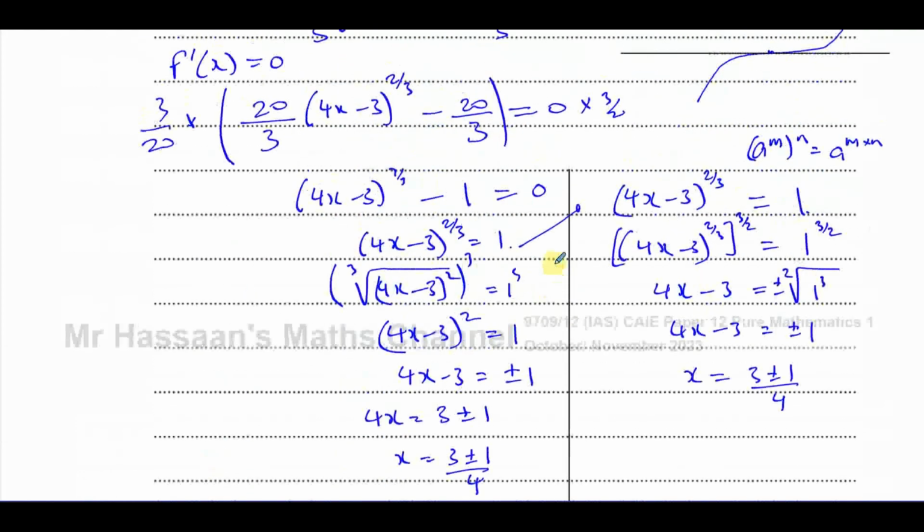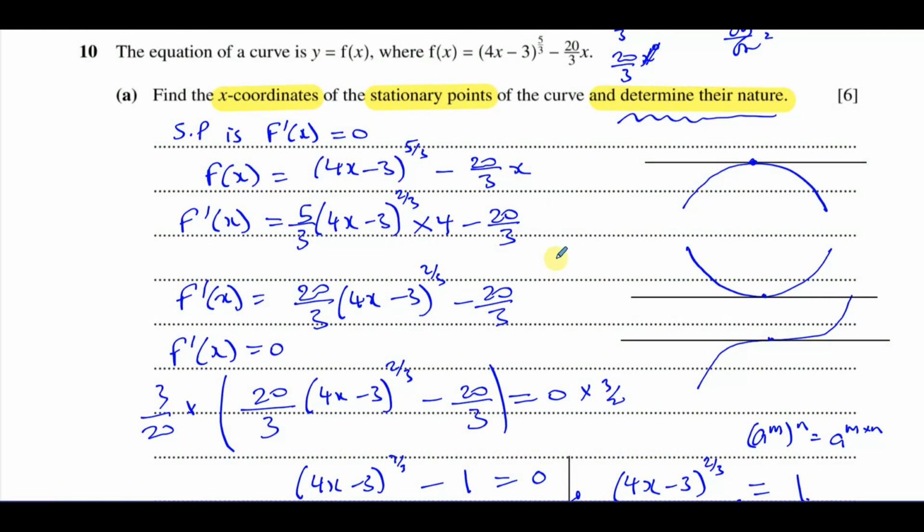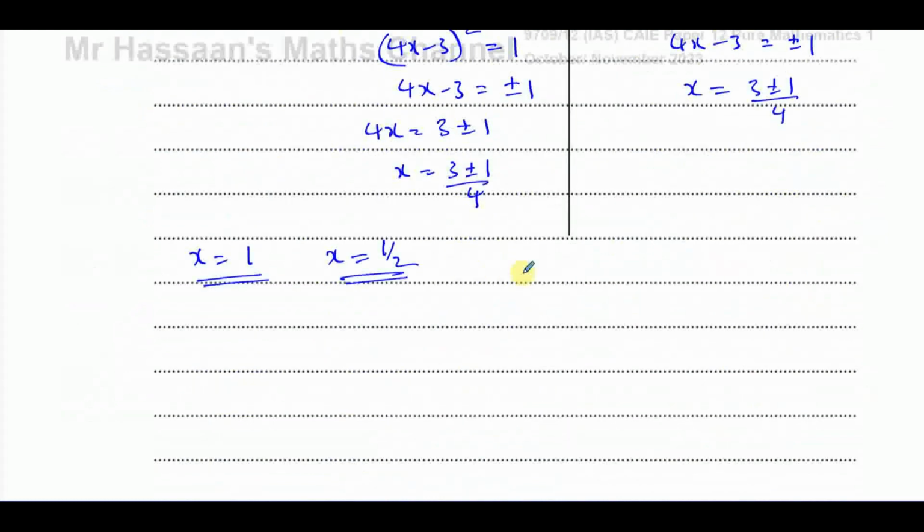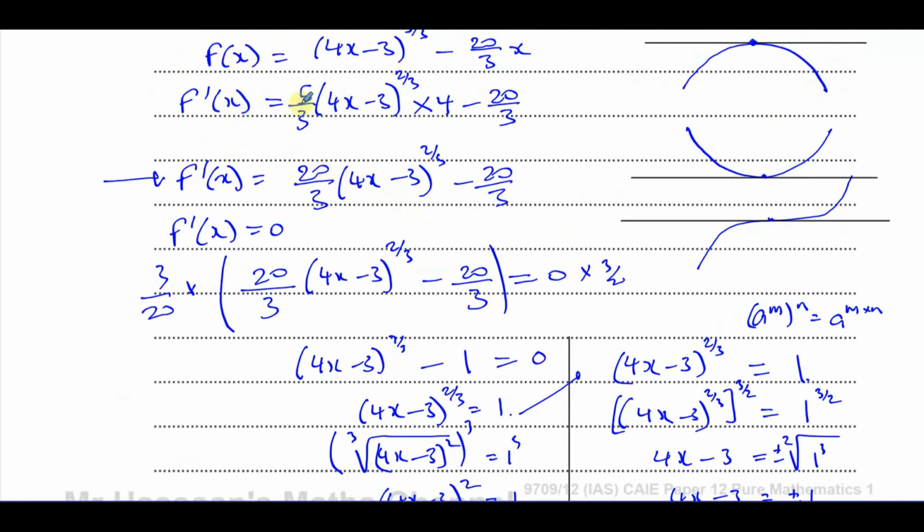To determine the nature of the stationary points, what we need to do is think about what's called the second differential, which will be when we take this expression here, which I'm going to write down. Now, f dash of x is 20 over 3 times 4x minus 3 to the power of 3 over 2 minus 20 over 3. That was the first differential, the gradient function.